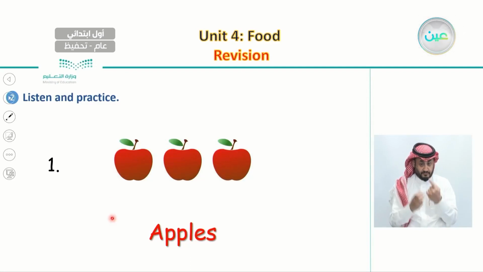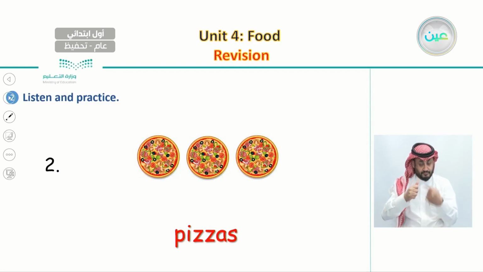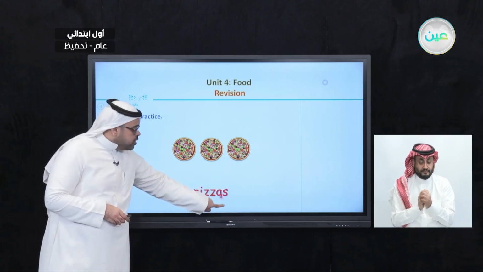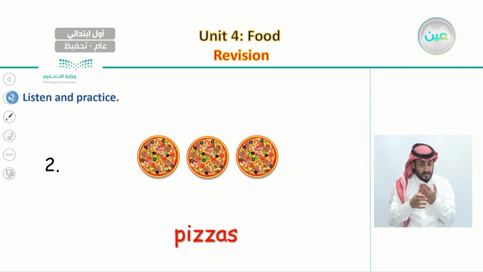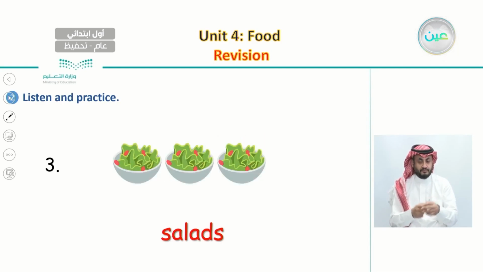So here you go. Number one, these are apples. And number two, here we don't have only one pizza. Here we have three of them. So we would say these are pizzas. Here we add the letter S because we have three of them. Pizzas. And number three, salads.